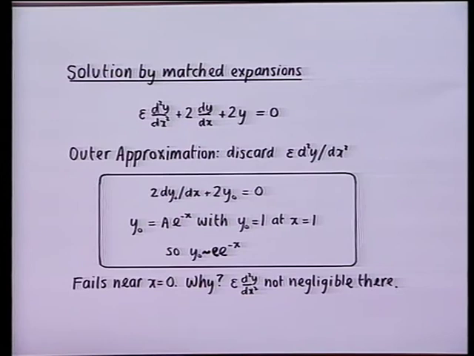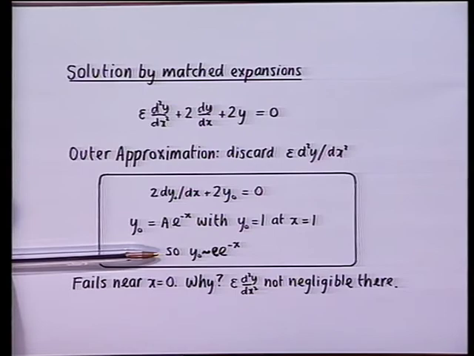What's gone wrong? The only assumption we've made is that this term is negligible. So for some reason, which is not yet completely clear, that term is not negligible near the origin. First of all, let me just examine the solution we've obtained compared to the exact solution for various values of epsilon. We have an approximation y equals y naught, which is e times e to the minus x. And I'm claiming that this is, at least for some values of x, a good approximation to the exact solution.